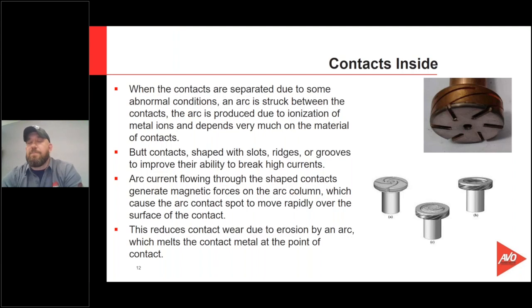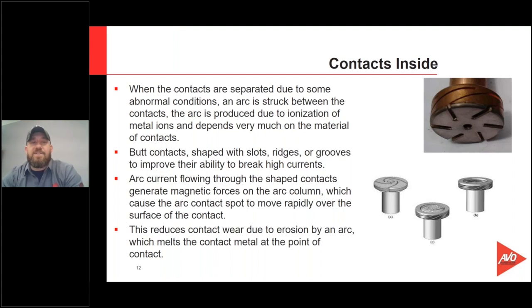Contacts inside. A little bit about what happens internally. When the contacts are separated due to some abnormal conditions, an arc is struck between the contacts. The arc is produced due to ionization of metal vapors, and depends very much on the material of the contact. When an arc is struck, we talked a little bit about this already, there are metallic ions that develop heat and they essentially explode inside of that bottle itself.